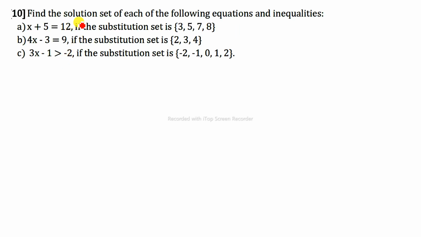Number 10. Find the solution set of each of the following equations and inequalities. Letter A: x plus 5 is equal to 12 if the substitution set is {3, 5, 7, 8}. هنا بكون مديك substitution set معناها ايه هنجرب كل ايه element.